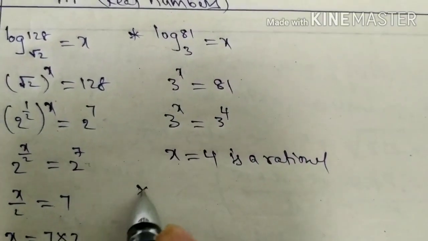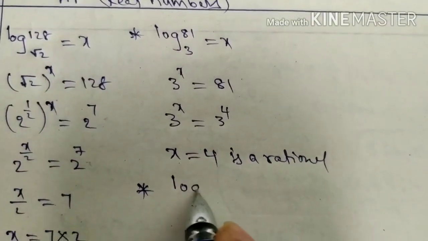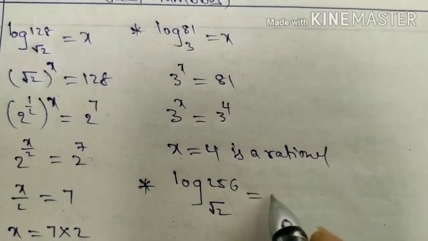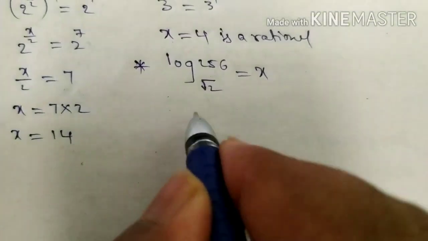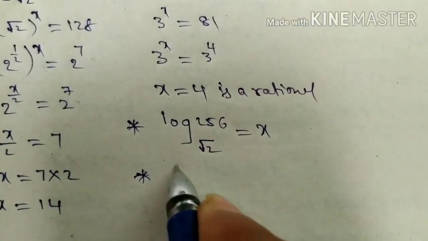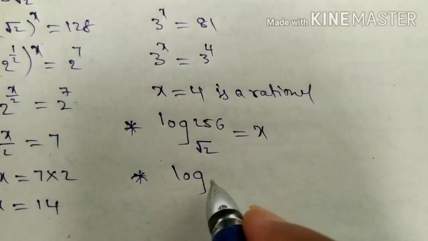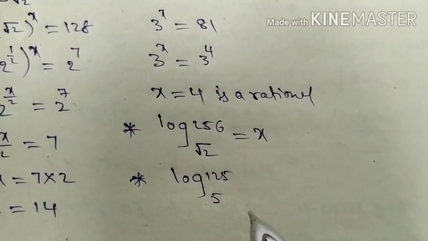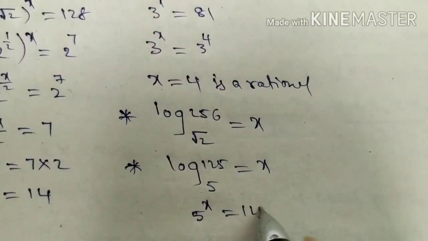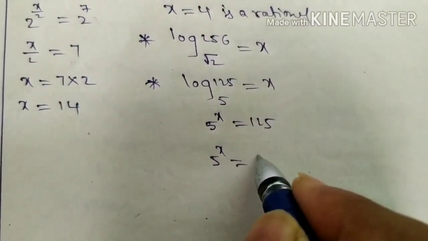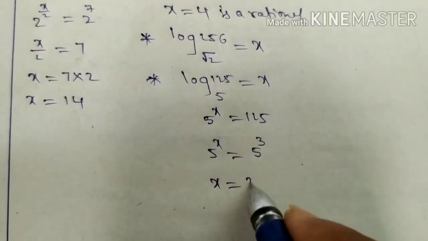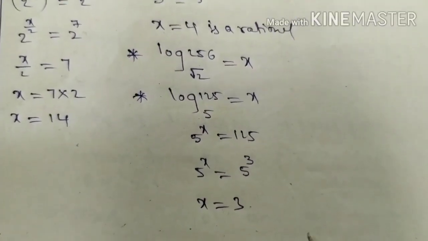Next, log 256 base root 2 is equal to some x. Find the value. Similar question, we already said, same similar question only. Next, log 125 base 5. Let us take some x. 5 power x is equal to 125. Now 125 is 5 into 5 into 5, 5 cube. So x is equal to 3. This is one of the logarithmic questions.